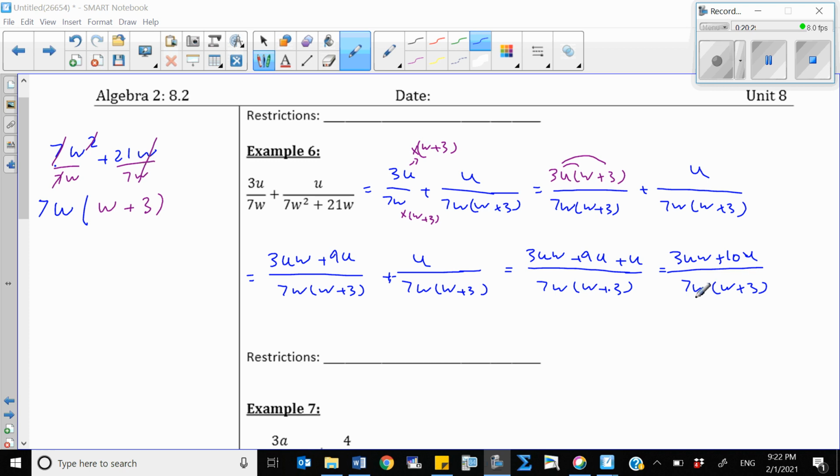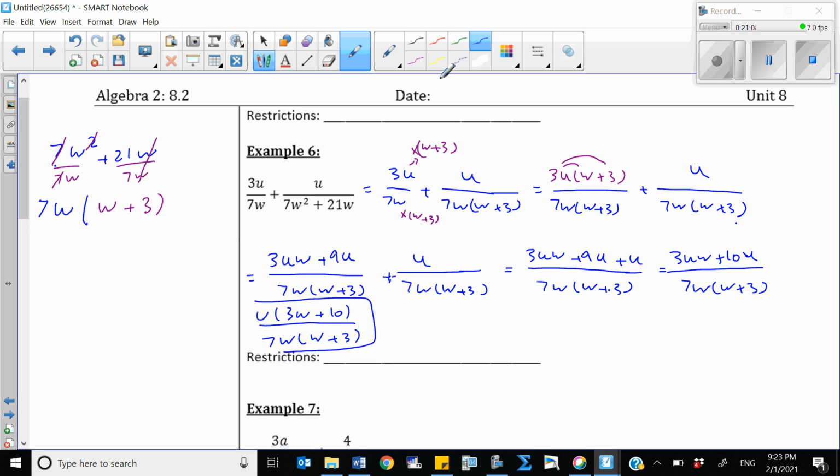And last, we just need to make sure we simplify this as much as possible. So look at the top. Is there anything that I can factor out? Yes, u is in common between the terms. So I can factor u. It will be u times 3w. So if I factor u from 3uw, I'm going to have 3w left. And from the second one, u will be factored and I will have 10 left. So it's over 7w times w plus 3. This is our answer.